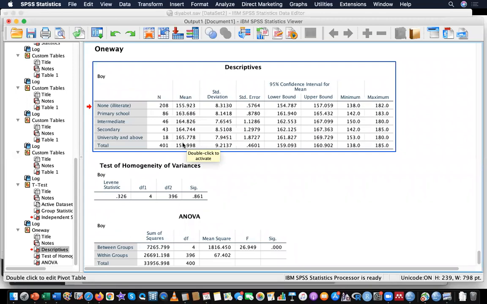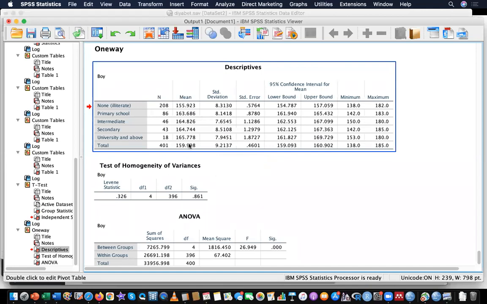Any comments? I just open a parenthesis here. Why do you think the height is increasing? Isn't that interesting? As the education goes on, the height is increasing. Is the education increasing the height or what? I need your comments.